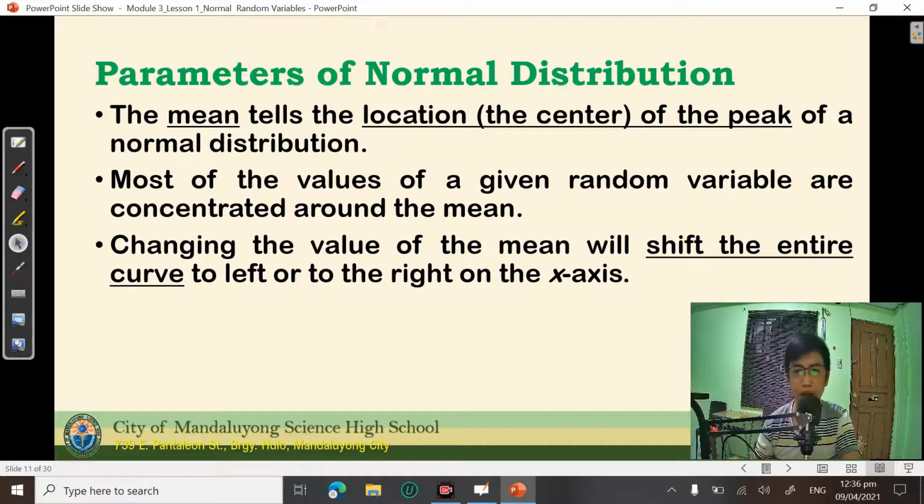So, kapag binago daw yung value ng mean, it will shift the entire curve to the left or to the right on the x-axis. So, bakit nangyayari yan? Because we know, if you have discussed that in your junior high school, that the mean is easily affected by extreme values. What do I mean by that? Say, for example, that the data will range from, say, 5 to 10 at dinagdagan mo ng 20. Of course, it will be affected directly. Okay? So, that's the mean.